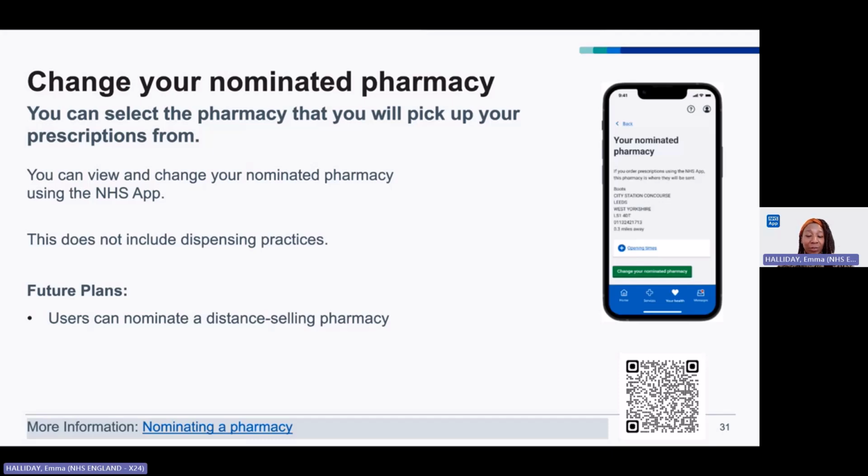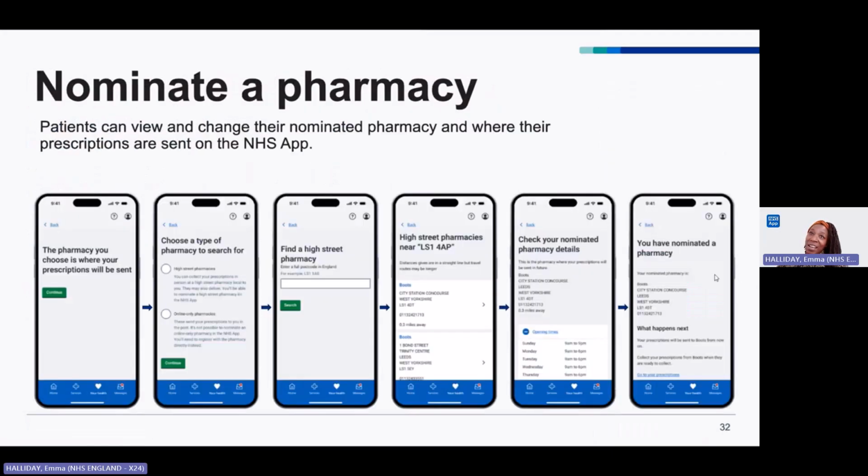But if you choose high street pharmacy, you put in the postcode and it will bring up the pharmacies closest to that, and it will also share the opening times, and then you just click and it's easy to revert back to your original pharmacy as well. And then again, here are the steps to be able to do that.